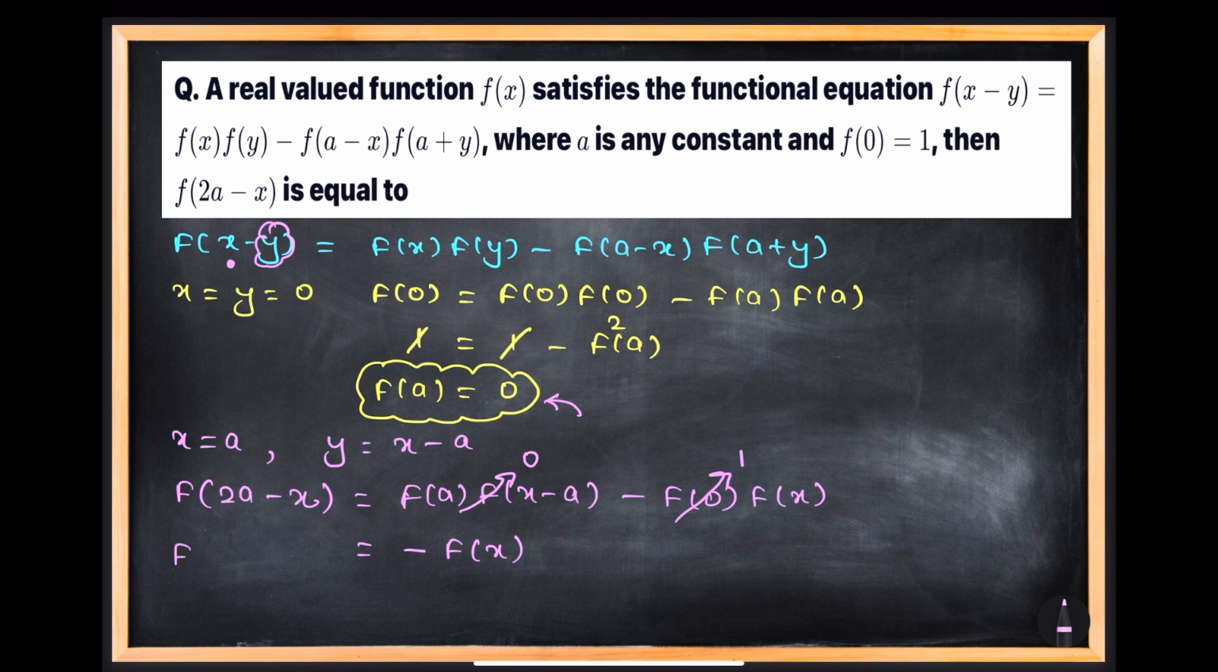Okay. So we were trying to calculate f(2a − x), and it comes out to be minus f(x). I hope the idea is clear and you guys can handle similar situations as well.